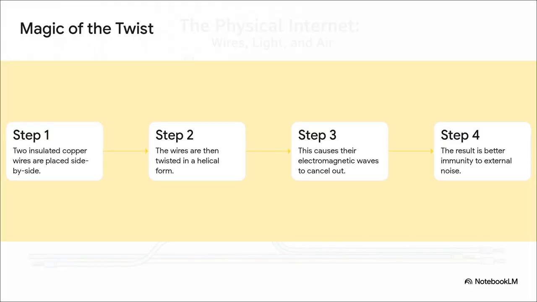Okay, so here's the magic behind it. When electricity flows through a wire, it creates a little magnetic field around it. And those fields can get messy and interfere with each other. But by twisting two wires together, bam! Their fields work against each other and cancel each other out. It's a ridiculously simple trick that protects the signal from outside noise, giving us the stable connections we need.